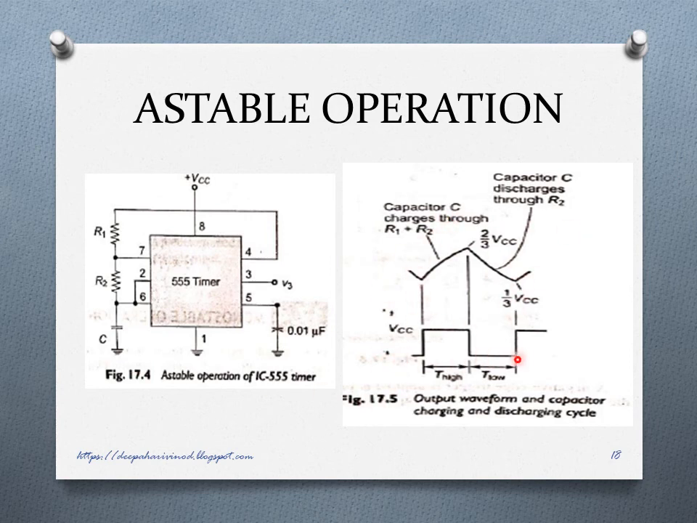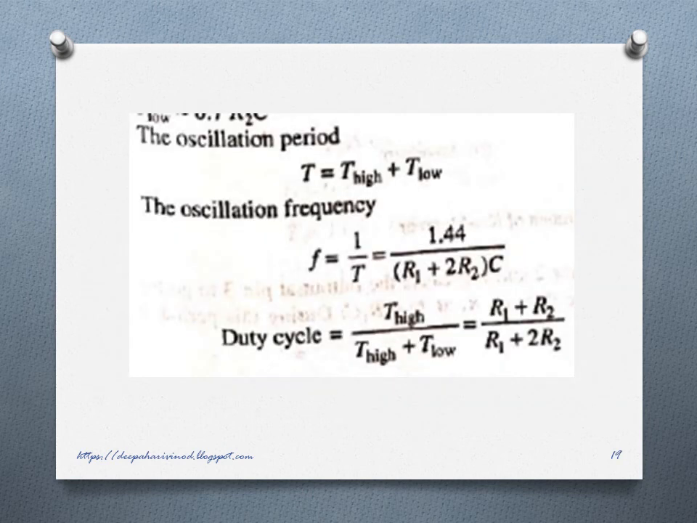That is the T high and T low period, and charging and discharging of the capacitor we can see here. Charging time constant is R1 plus R2 into C and discharging is R2 into C. T high and T low are the two periods. That is the oscillation period, total T equals T high plus T low, and I can write the oscillation frequency F equals 1/T.